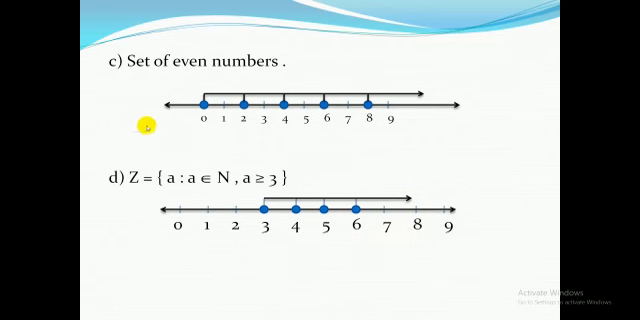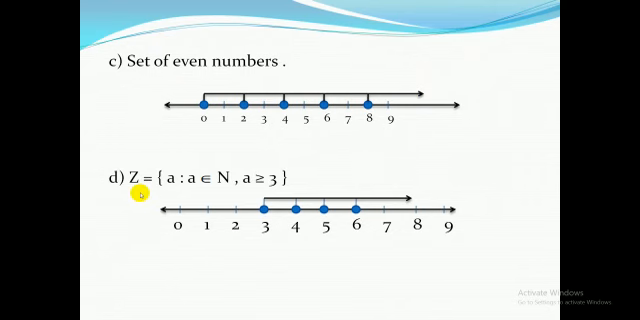Number 3, set of even numbers. We said before, even numbers equals 0, 2, 4, 6, and so on. So I will start from 0. I will put a point on 0 and 2 and 4 and 6, 8, and so on. What is the meaning of "so on", or how can I represent it on the number line? I draw an arrow like here, which means it has no end.